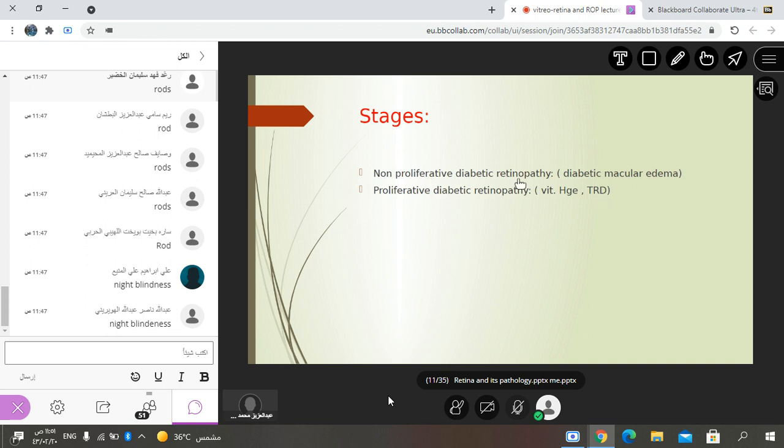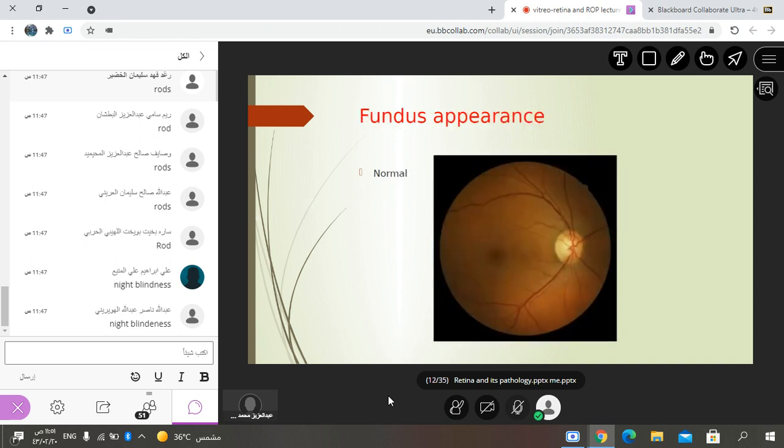Non-proliferative diabetic retinopathy, we can divide them into stages. We'll go through them now. But the main important presentation, if the patient will present with NPDR, is the diabetic macular edema, which is very common. This is a fundus photo picture of a patient with a normal retina.